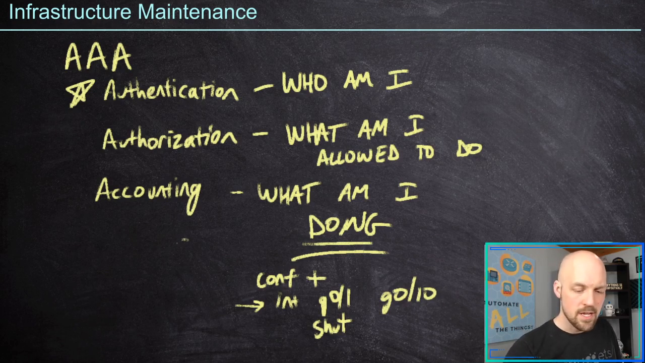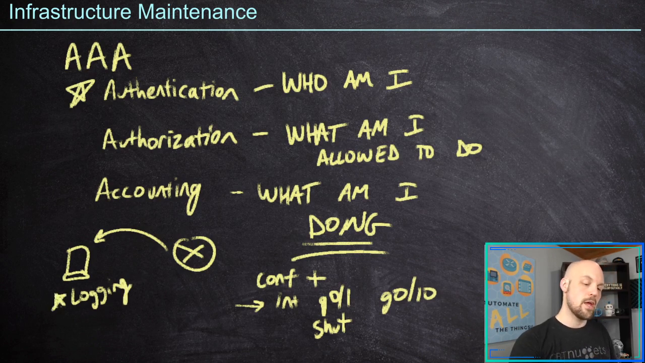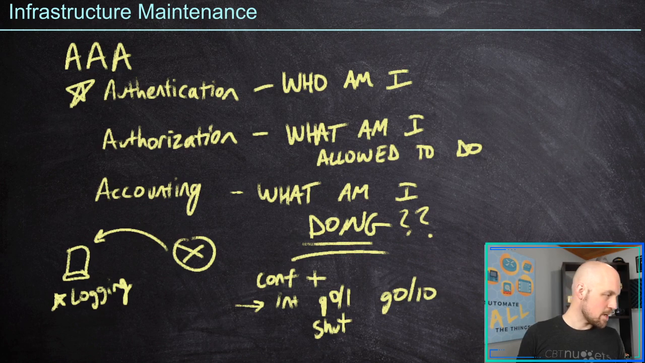So the idea here is that the router is going to send that accounting information to usually a logging server, a syslog server, and then it'll be stored there in a text file, and it'll show exactly every single command that a user entered. So accounting, what have I done? I don't know how many of you have been there when you enter something and hit enter, and it's that moment that you hit enter and you're like, oh man, what have I just done? What did I just do? This is when you do ask, what am I doing? So anyways, so let's see here.